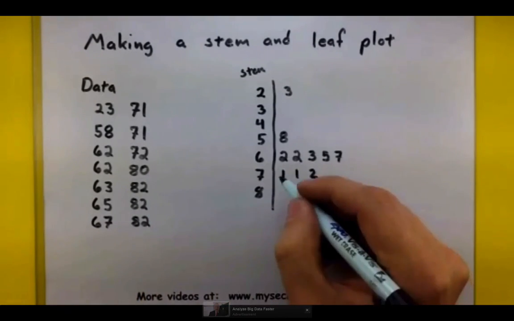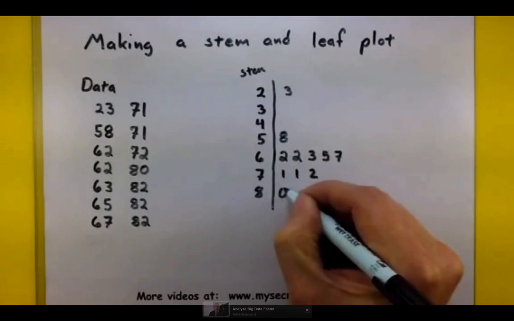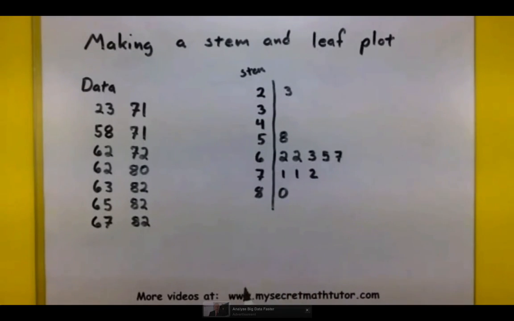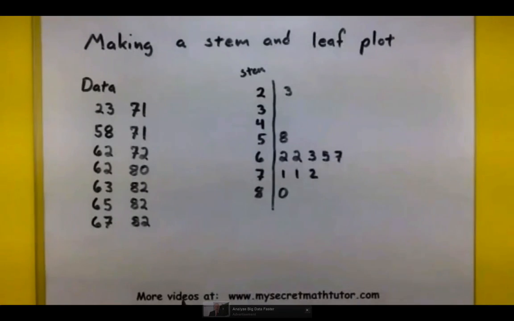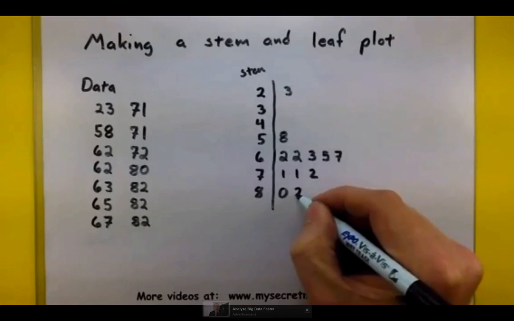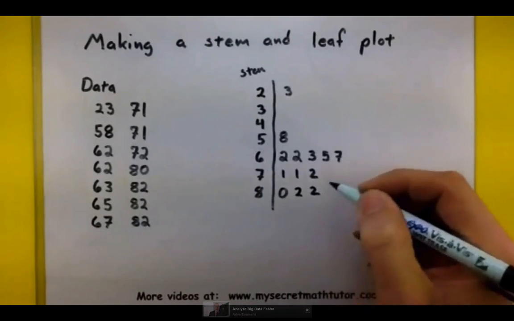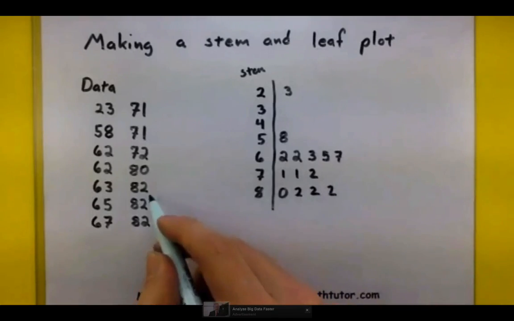Now, with the 80, make sure you go ahead and you put in a 0. You don't want to leave it blank, because the blank means that you don't have any of those particular data points. But we do have an 80, so put the 0. Then a couple of 82s. Oh, looks like another 82. 1, 2, 3 of them.